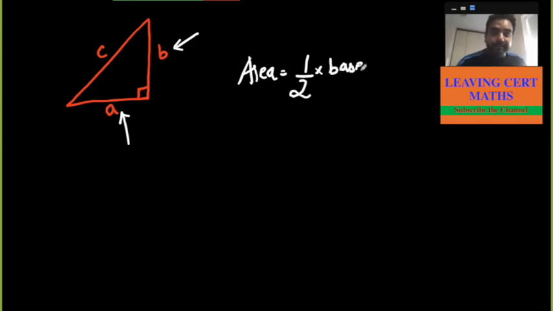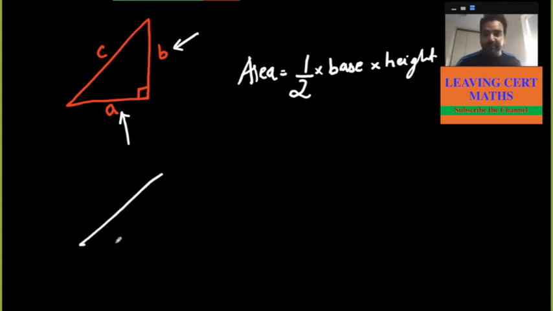And what is the height? Height is always perpendicular. It should make a 90 degree angle with the ground. So this is your height, right? So the area of a right angle triangle, this is only true for a right angle triangle, remember, is half into base into height. Do you understand?